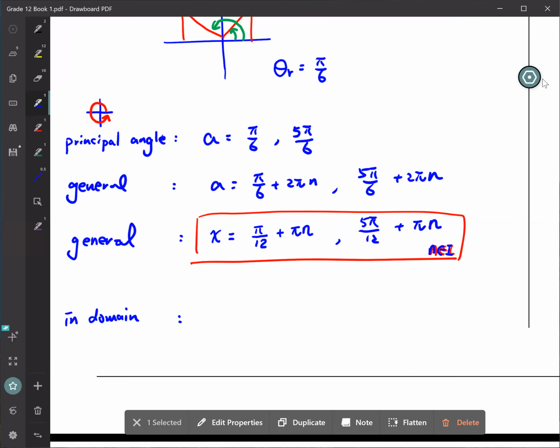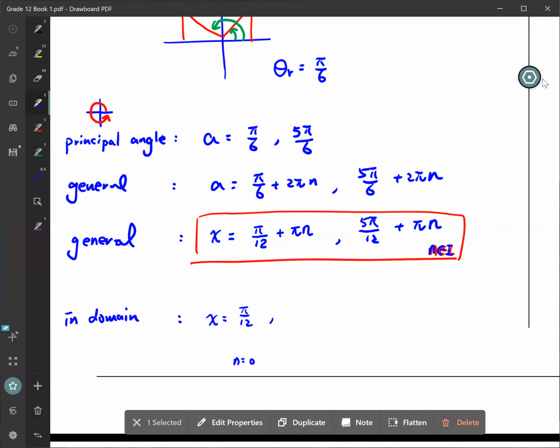Continue adding the pi until it no longer fits inside the domain. General solution means all the solutions, right? But now we only want the answers that fit from 0 to 2 pi. So we need to keep trying. You can start with n equal to 0, and that will give you pi over 12.